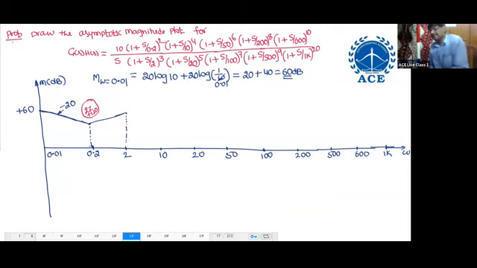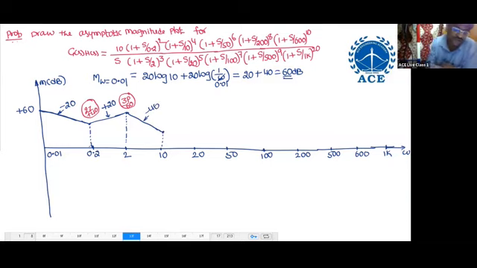Next at 2, what are there? 3 poles, which means minus 60. Sorry, here this is plus 20. Minus 60 plus 20 becomes minus 40. Draw a line with minus 40 up to where? 10.